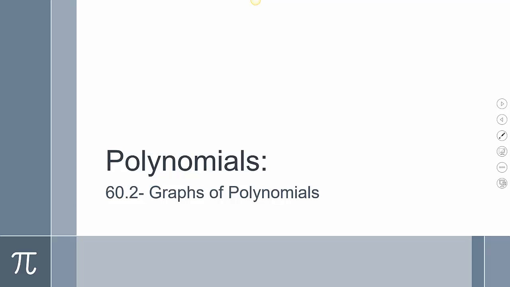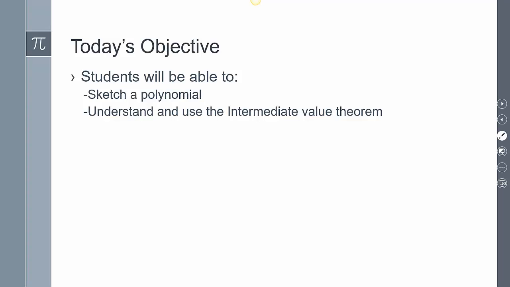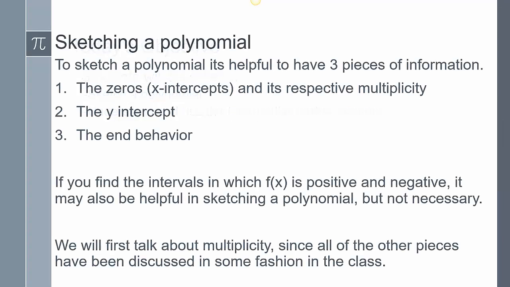Today's going to be 6.2, and we're going to take a look at graphs of polynomials. So today we're going to sketch a polynomial and understand and use the intermediate value theorem. Now when we sketch a polynomial, we're going to be using these three different things here. The three pieces of information that we need are going to be the zeros and their respective multiplicity.